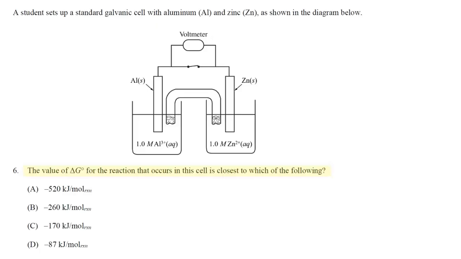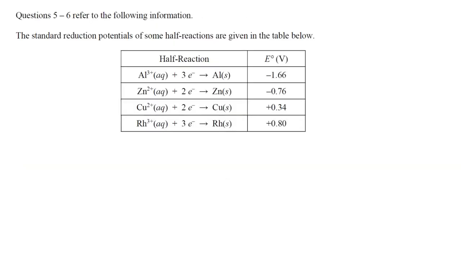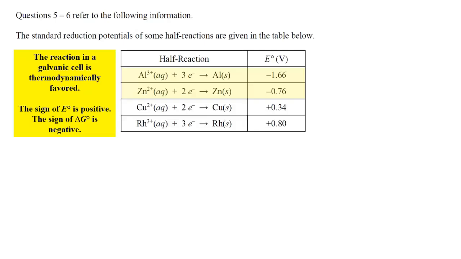Since we're dealing with aluminum and zinc, if we go back and look at that table, that means that we have to combine the aluminum and the zinc half reactions in such a way to produce the overall equation for a galvanic cell. So remember that a galvanic cell is thermodynamically favored with a positive value for the cell potential and a negative value for the delta G. So which of these two equations am I going to reverse so I can get a positive cell potential when the two half reactions are added together?